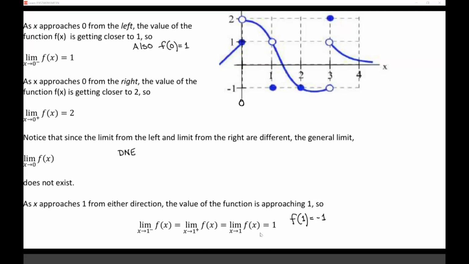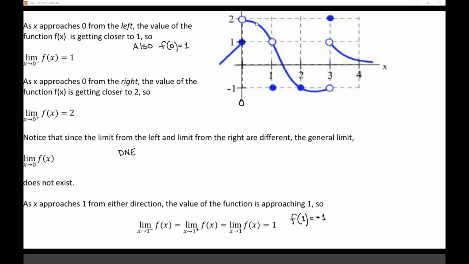So the limit is 1. The function value is -1. Okay, they're not the same thing. Ask more questions, guys. This is not intuitive. Ask questions. Did you say that the limit and function values are different? They are different, absolutely. Right here at x equals 1, okay?